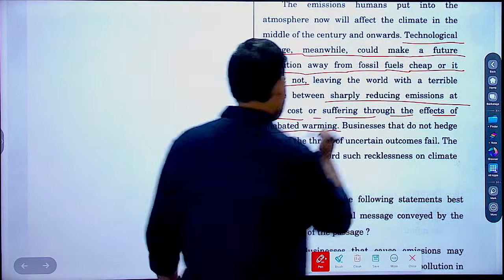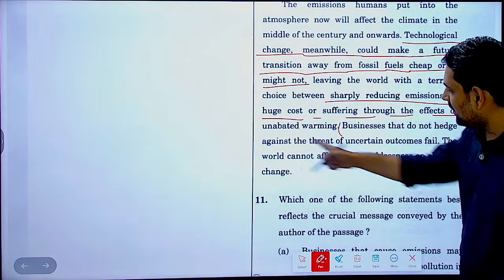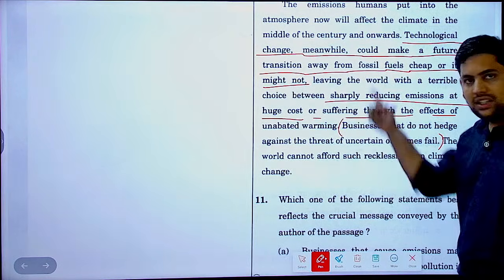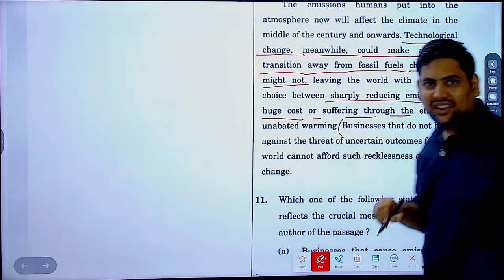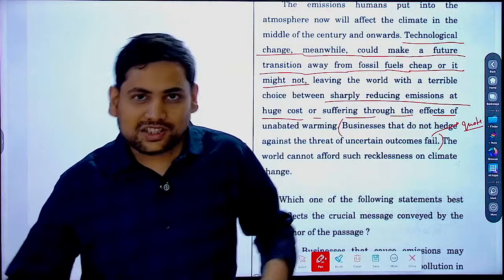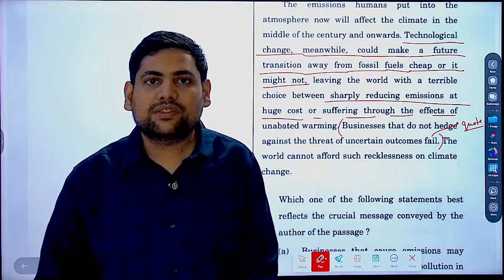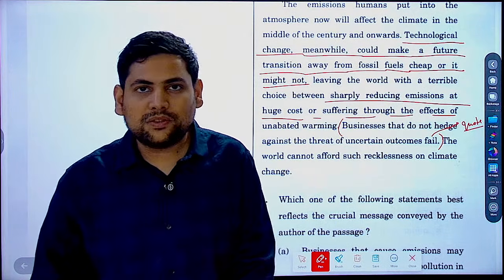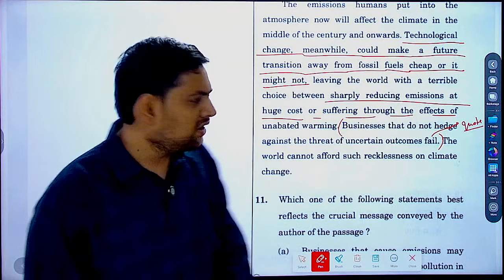Now this sentence people get confused by. Businesses that do not hedge against the threat of uncertain outcomes fail. This is nothing related to the passage. This is actually a quote. You sometimes put a quote, na, that Swami Vivekananda ji also said this. Okay, what my argument is, he also said something similar, that fishes are like this. So of course what you were writing was about some other kind of philosophical thing, but you introduce Vivekananda ji and his arguments about the fish, just like a quote.